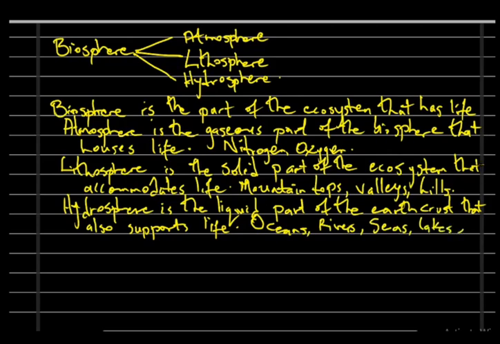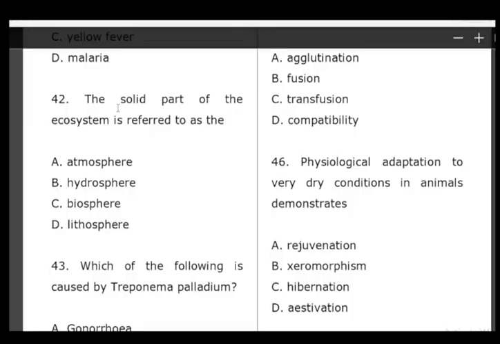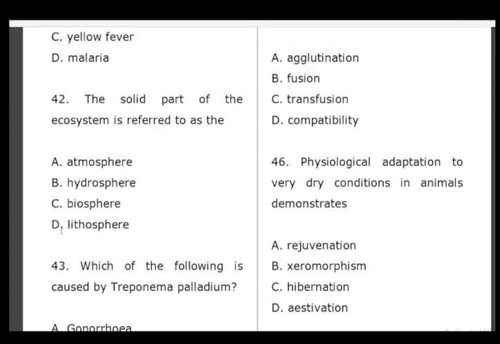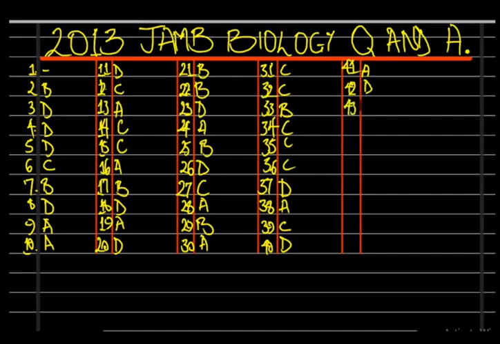So those are the water bodies that we have called the hydrosphere. So the question is actually asking us that the solid part of the ecosystem is referred to as the answer to that question is the lithosphere, which is option D. So we'll move to 43.